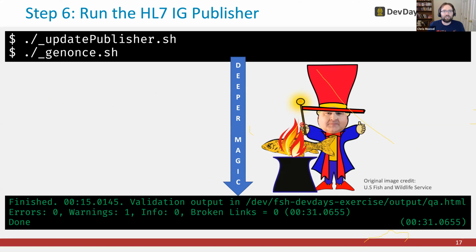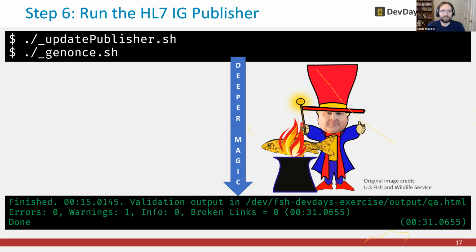So once we actually have Sushi generating all of the data that we need to run the HL7 IG Publisher, we can run the IG Publisher. And there's two scripts to help us with that. There's an update publisher, which will make sure that we have the freshest version of the IG Publisher. And then there's a gen once script, which will actually generate using the publisher with some preset arguments. Now you can see here, this is a deeper form of magic that Graham Grieve has become quite good at.